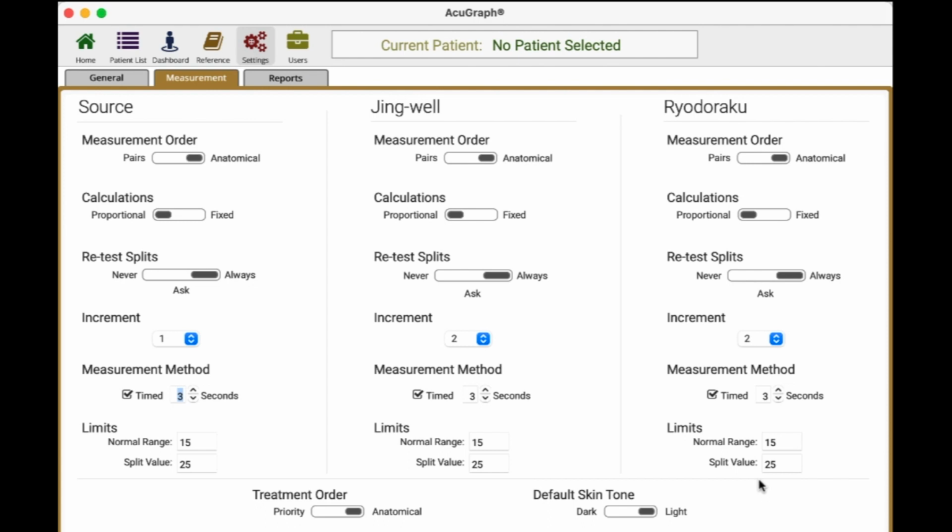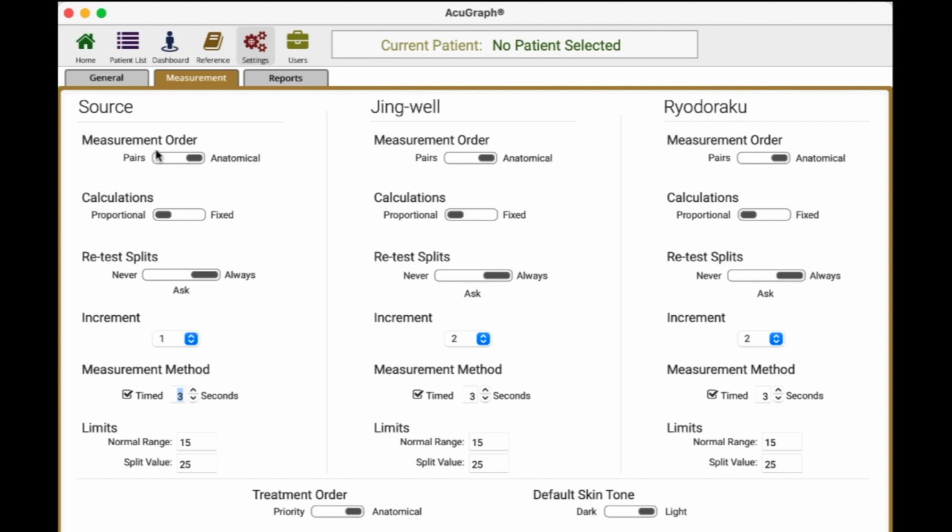Just making a quick video to answer some questions that I've gotten about some of the settings in AcuGraph. Now, these settings are under the Settings tab, the Measurement tab, and as you can see, there are three categories: Source, Jingwell, and Rodaraku. Each way you measure is treated differently. You can have settings for source point measurements that are entirely different from Jingwell point measurements, and different again for Rodaraku. But they all mean the same thing. So let's walk through what they mean.